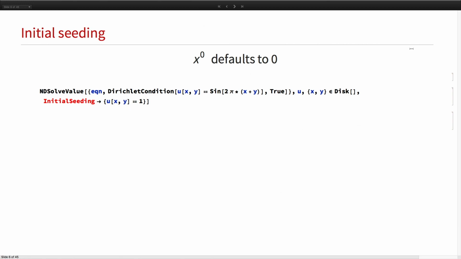So now I've changed the seeding to 1 and not to be 0. Okay, that's just how you change the initial seeding.